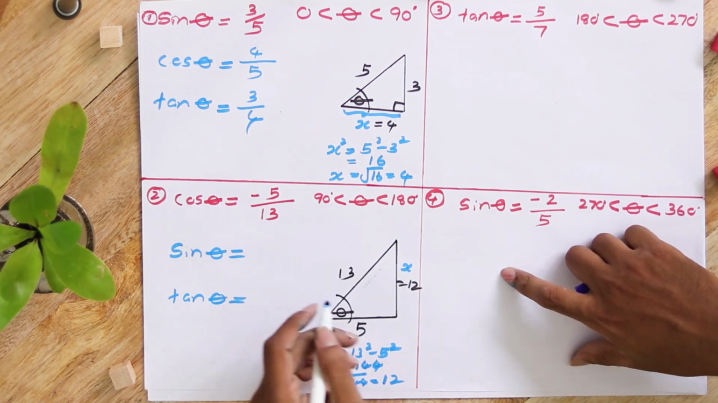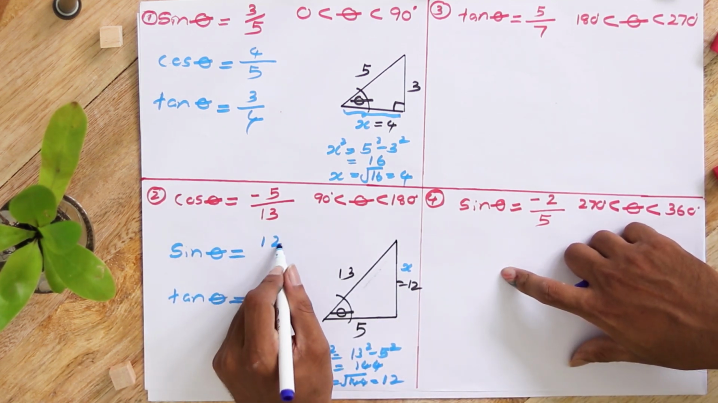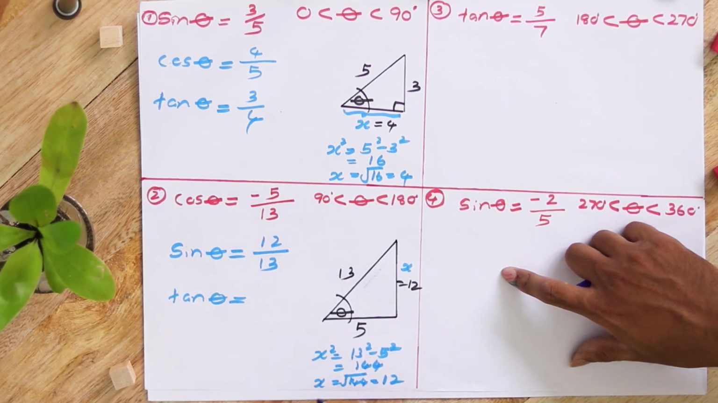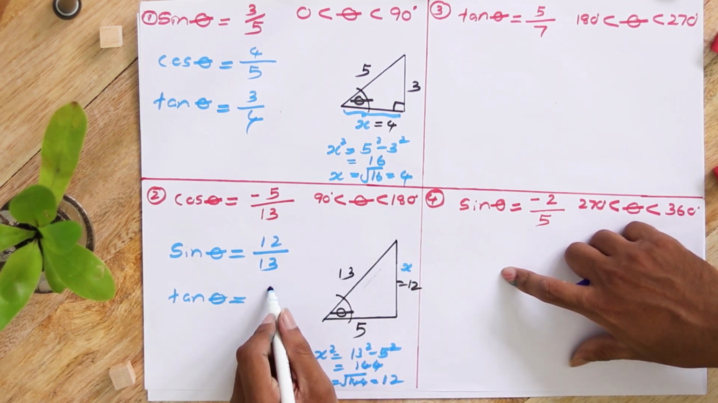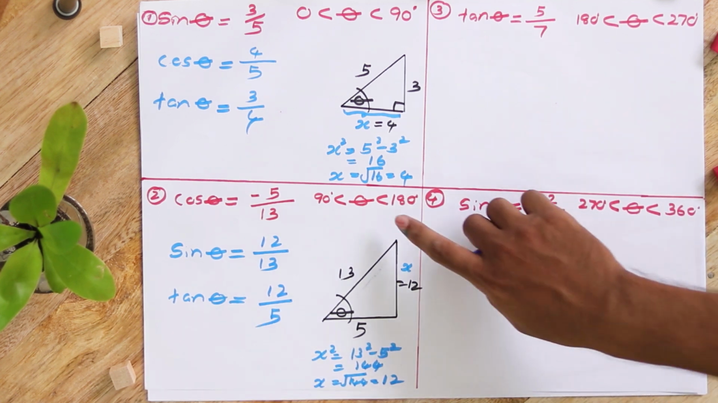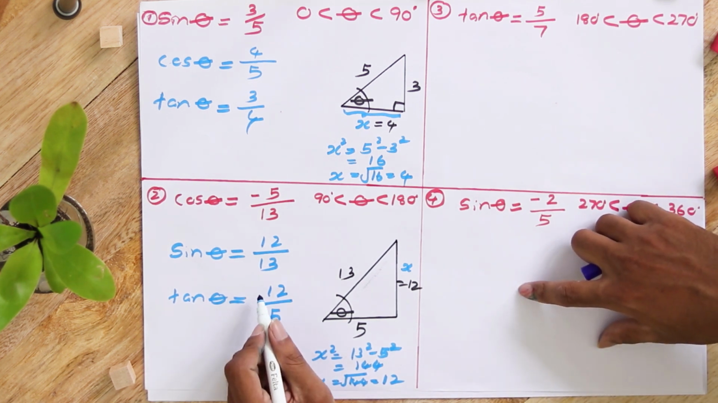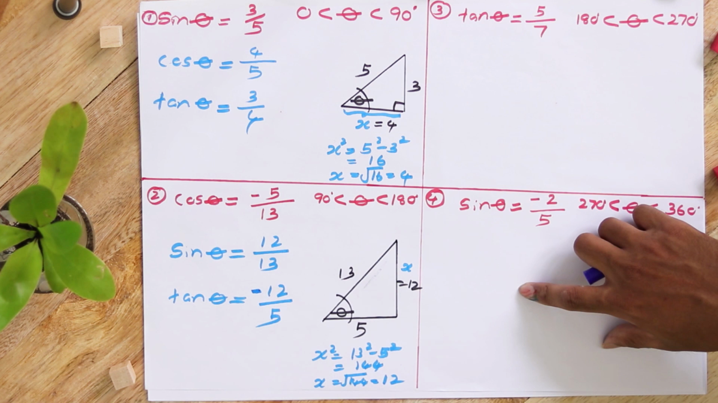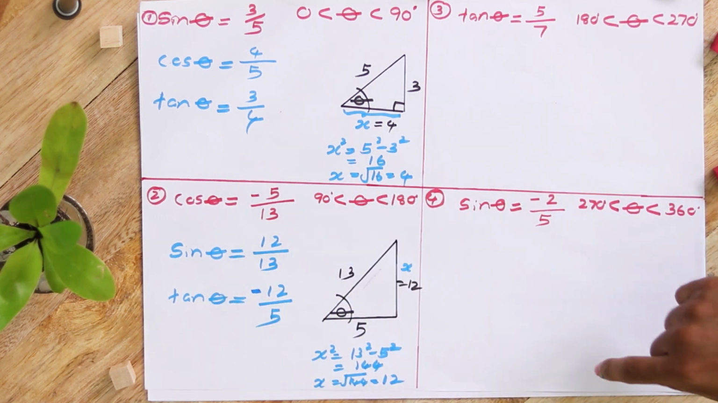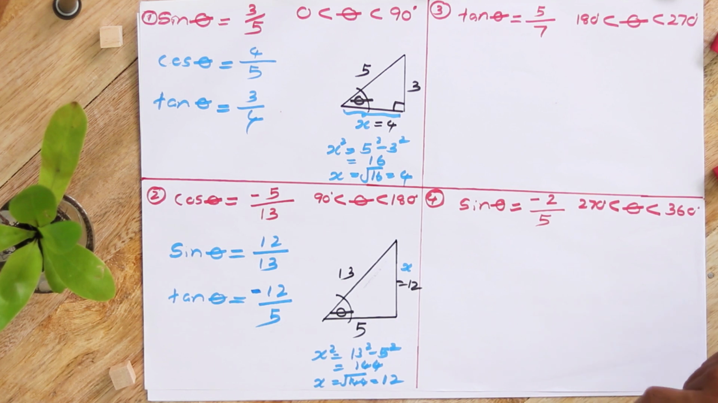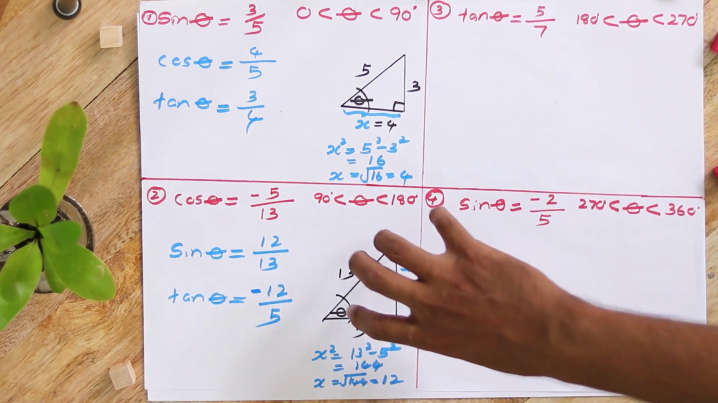So sine theta means opposite side over hypotenuse, which is 12 over 13, and tan theta will be opposite side over adjacent, which will be 12 over 5. But this is the second quadrant between 90 and 180 degrees. If you remember, all STC, only sine will be positive. So this tan can't be positive, so we put a minus sign at the end. Sine is positive because the question itself has given cos as minus. So the answer will be sine theta is 12 over 13 and tan theta will be minus 12 over 5. What you have to remember is we are putting this minus sign after finding all the magnitudes.